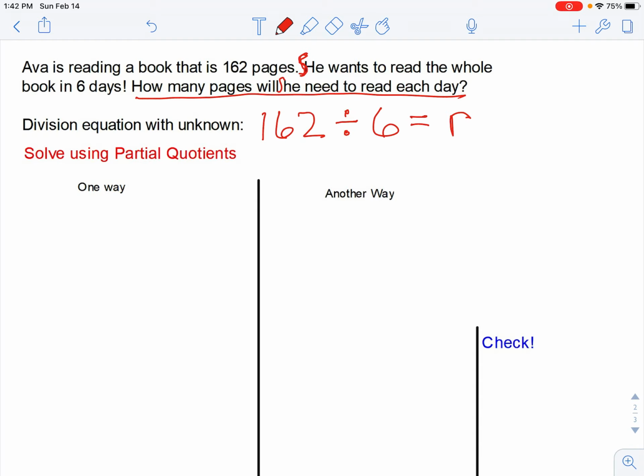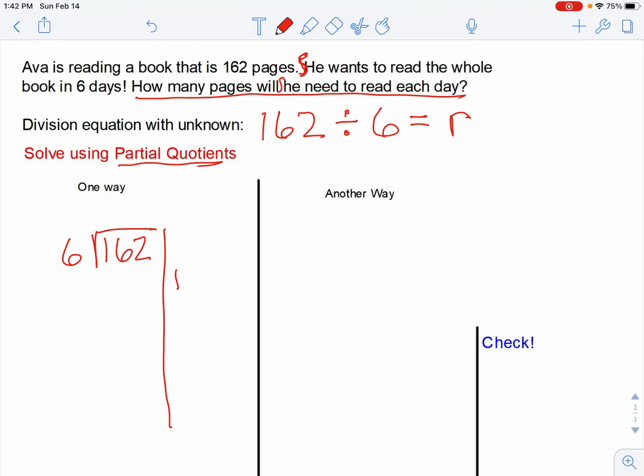Let's show a couple ways, but both of them are going to use partial quotients, because that's the cool thing about partial quotients. There's not just one right way to do it. You just want to think of easy multiples that will be helpful to you. So I might first think, okay, what if I just did 6 times 10?